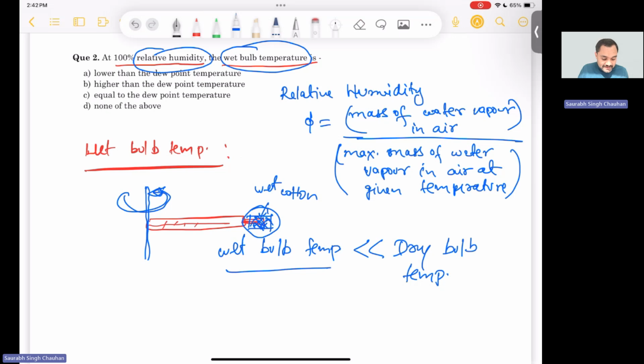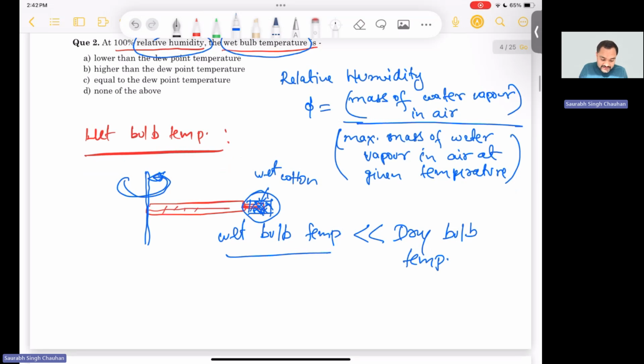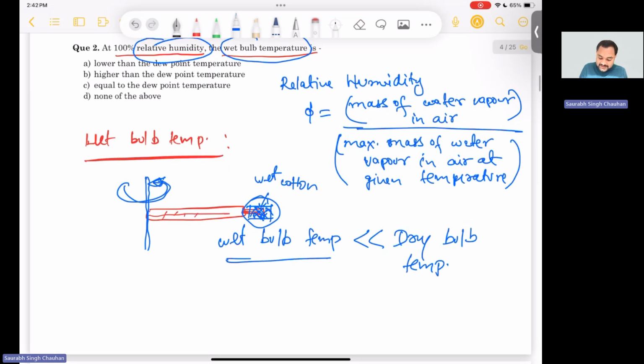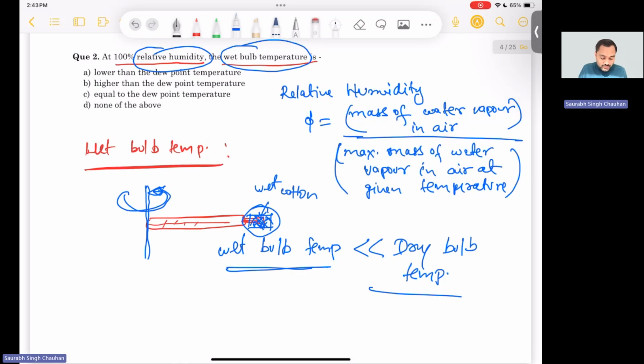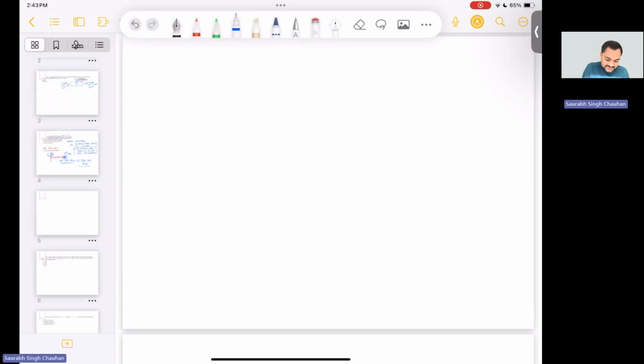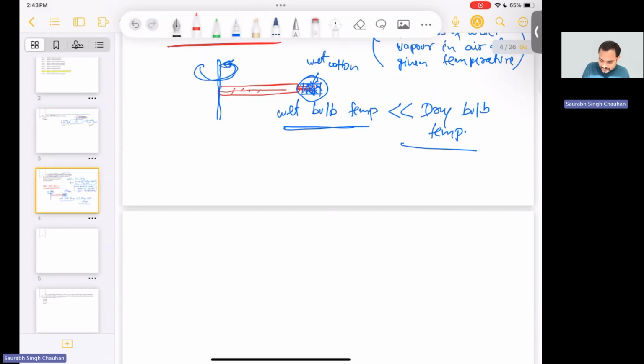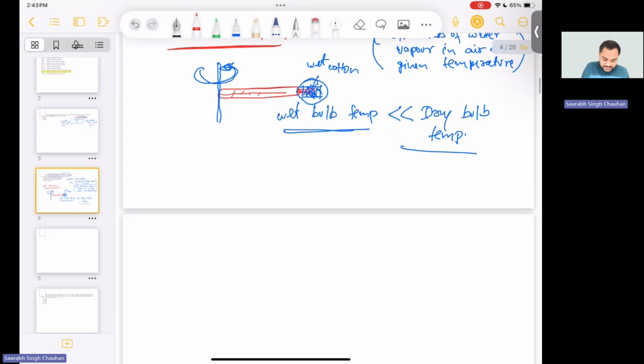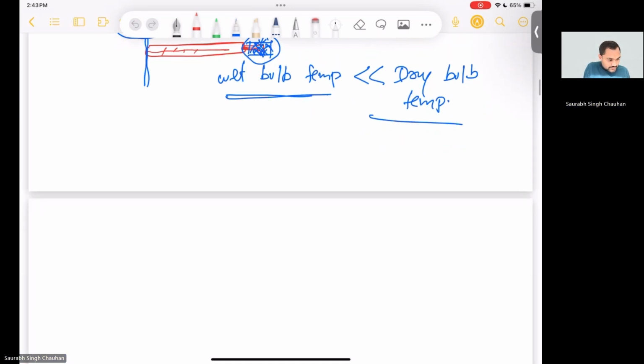So at 100% relative humidity, the wet bulb temperature is, there are four options. One is lower than the dew point temperature. Second is higher than the dew point temperature. Part C is equal to the dew point temperature. Actually at 100% relative humidity, the wet bulb temperature and dry bulb temperature will be equal, but here we have to compare with the dew point. I'm sorry, so now we will have to discuss what dew point is. I have discussed dry bulb temperature, which is not asked in this question. What is asked is the dew point temperature.